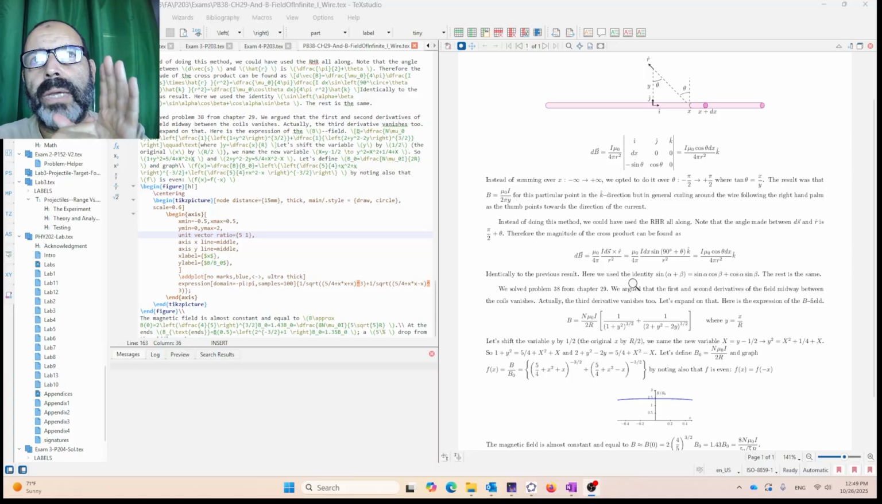Remember, when you do the Taylor expansion, you're dividing by n factorial. By the time you reach the fourth derivative, you're dividing by 4 factorial, which is 24. So whatever that coefficient in the Taylor expansion is going to be divided by 24. So the correction is going to be small. So the function is going to be mainly constant.